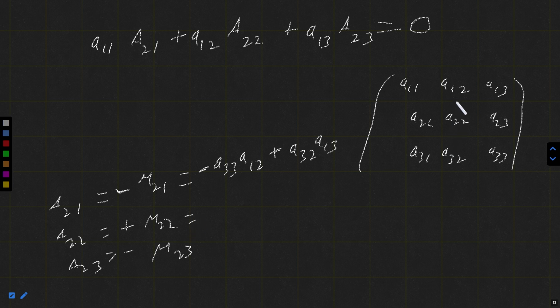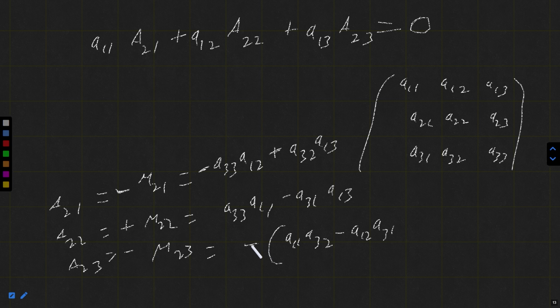Now M22, eliminate second row, second column: A11 A33 minus A31 A13. Okay, so far so good. Now M23, eliminate second row, third column: A11 A32 minus A12 A31. Because of this minus sign, you will have this. Okay, now what is happening?